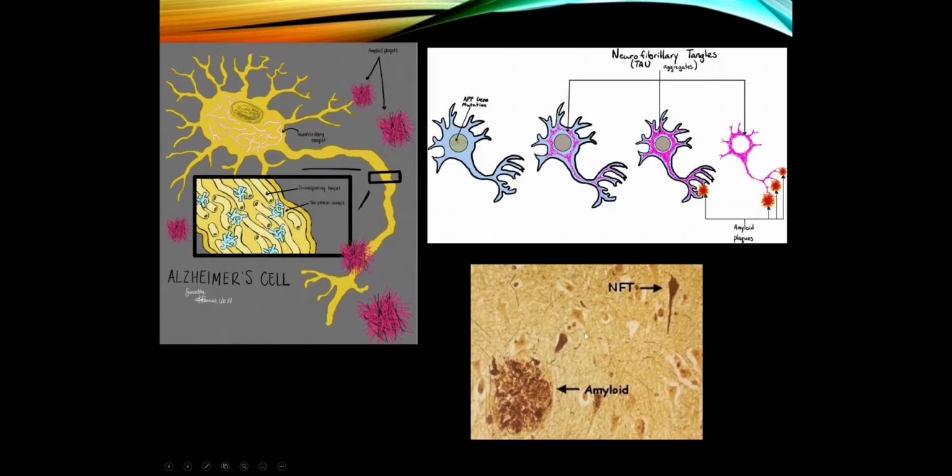Okay, and so there are just a few things you have to be able to recognize for step one and for the upcoming in-house exam. What does amyloid look like, and what do neurofibrillary tangles look like? So here's an amyloid plaque, and here are neurofibrillary tangles sort of outlining this neuron.